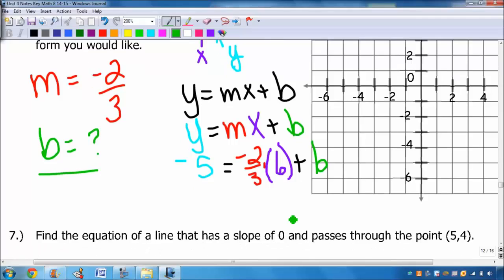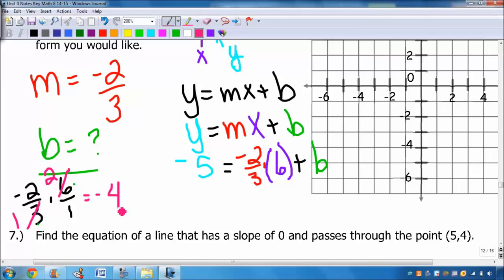So I'm going to do this on the side so you can see how we do this. We've done this many times. So negative 2/3 times 6 over 1. So you're going to look and see this 3 and the 6 are both divisible by the same number. They're both divisible by 3. So when you divide 3 by 3, this becomes a 1. When you divide 6 by 3, this becomes a 2. So this becomes negative 2 times 2, which is negative 4.